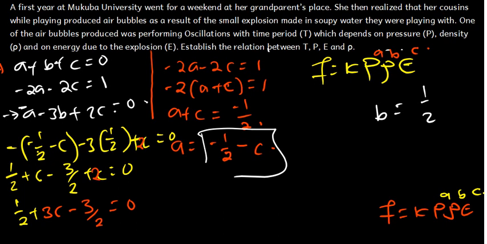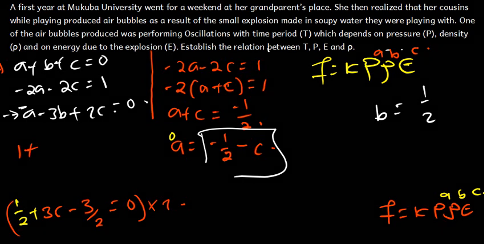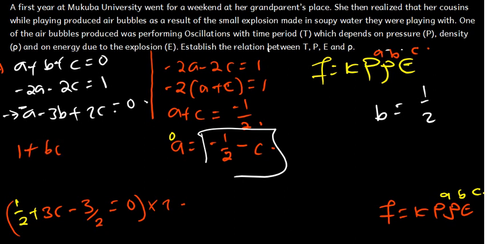So what I want us to do is, to remove the half, this 2 here, we can just do times 2 everywhere in this equation. So if I do that, we can get rid of this to create space. If I do that, I'm going to get 2 times half, I'm going to get 1, plus 2 times 3, it's going to give me 6c, minus 2 times 3/2, this is going to give me 3, and then has to be equal to 0. 2 times 0 is 0.